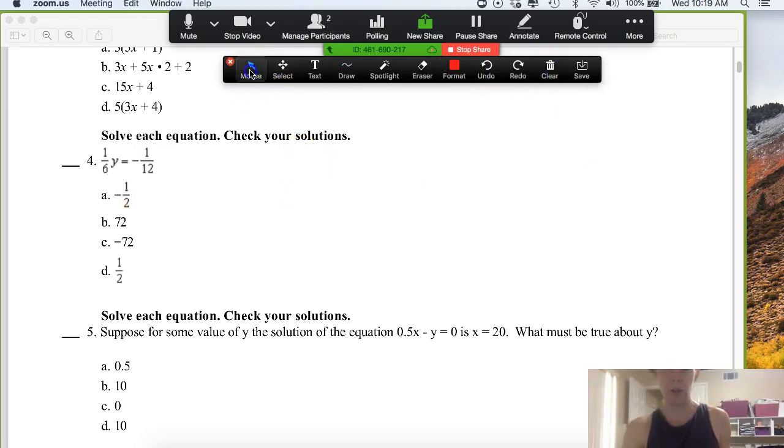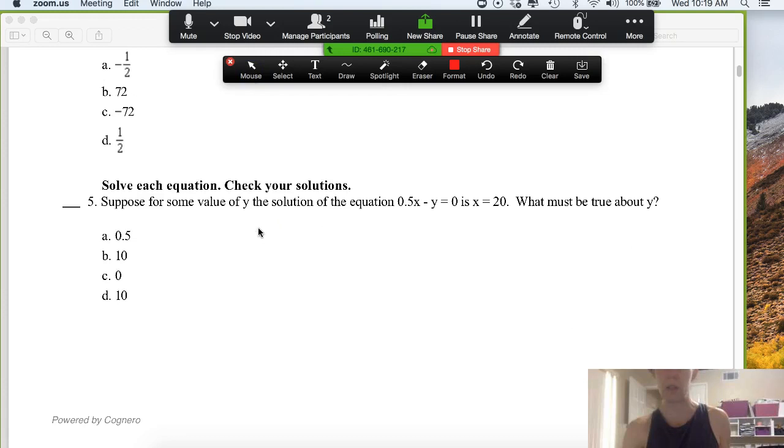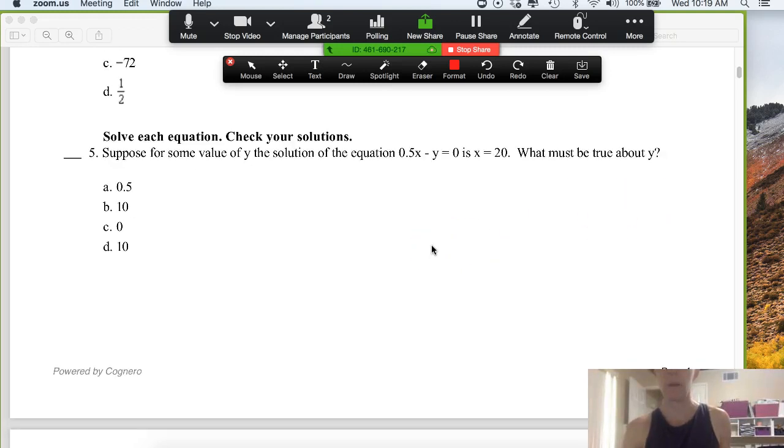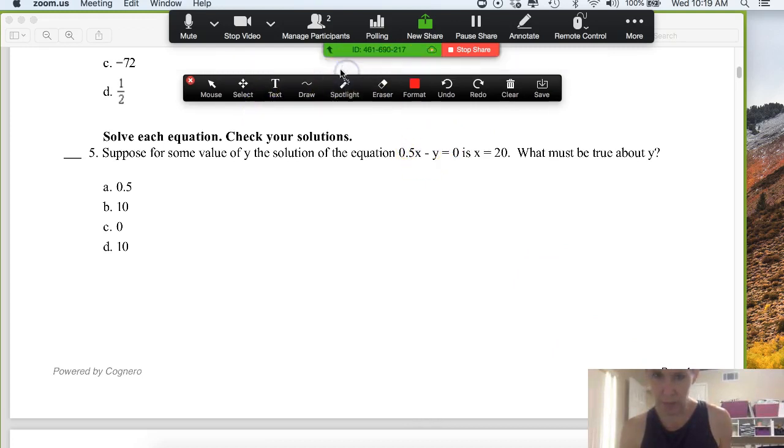Suppose for some value of y, the solution for this equation is x equals 20. What must be true about y? Well, we don't know what y is, but this equation, I'm going to write it down here so we can see it a little bit bigger. This equation has an x and a y in it. 0.5 times x, or 1/2 x, minus y equals 0. I have an x and a y.